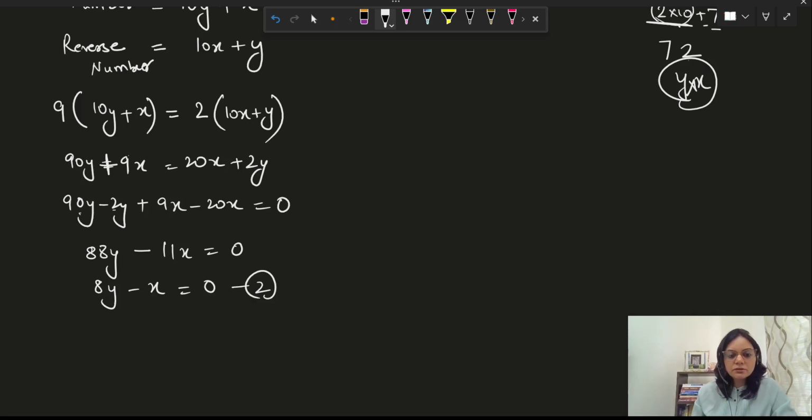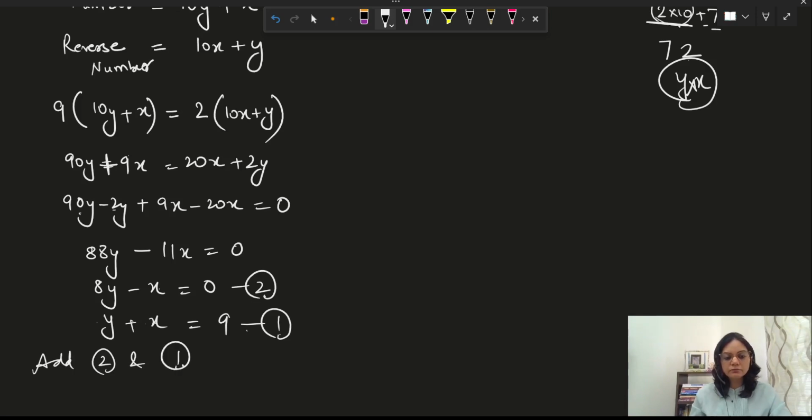That's the second equation. What was the first equation? x plus y is 9. Can I write that as y plus x is 9? That was the first one. Now if we see here, y coefficients are not the same. One is 8, another is 1. You can multiply this by 8 and get it. Or you see coefficients of x are the same but of opposite sign. When the coefficients of any variable are the same but of opposite sign, just add them.